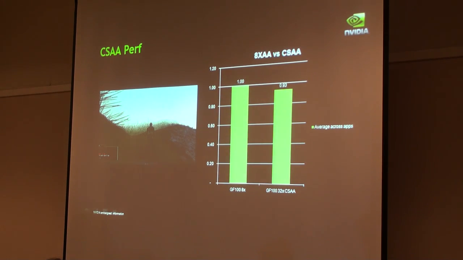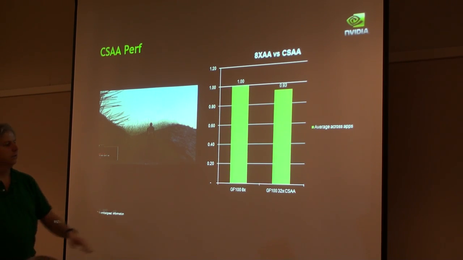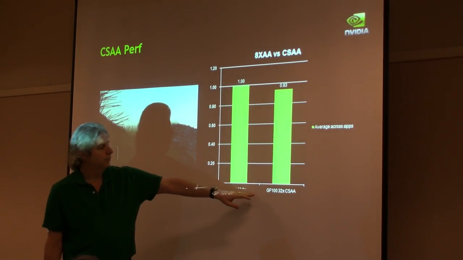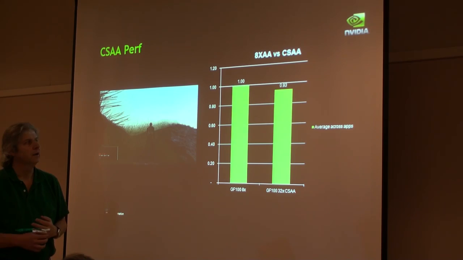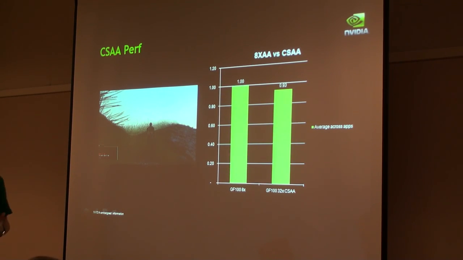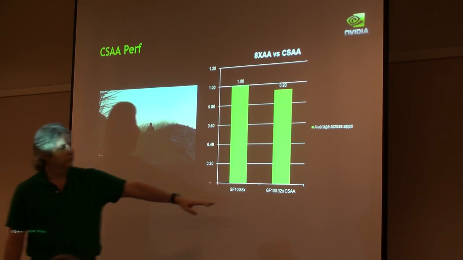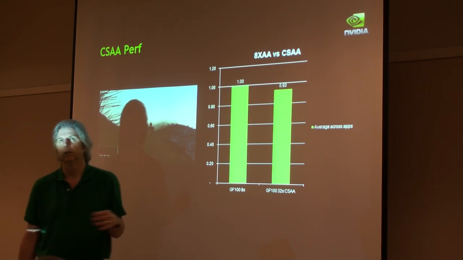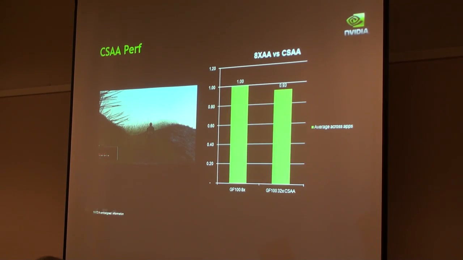Okay. So one other thing I want to talk about on CSAA was performance. We want to make sure that as you turn on these modes, they're still usable, still playable, and so forth. So looking across an average of a bunch of apps, as we did our benchmarking, we looked at how GF100 with 8xAA performed versus GF100 with 32x CSAA. And your mileage may vary, but on average, it's about a 7% performance hit. What this basically says is GF100 32x CSAA is usually faster than GT200 at 4xAA. So you could actually argue you get an 8x image quality improvement for about the same frame rate or better.